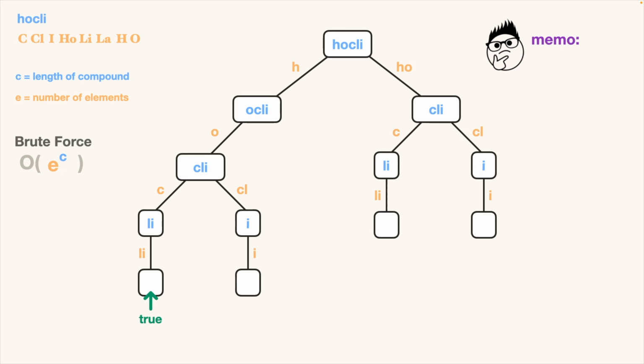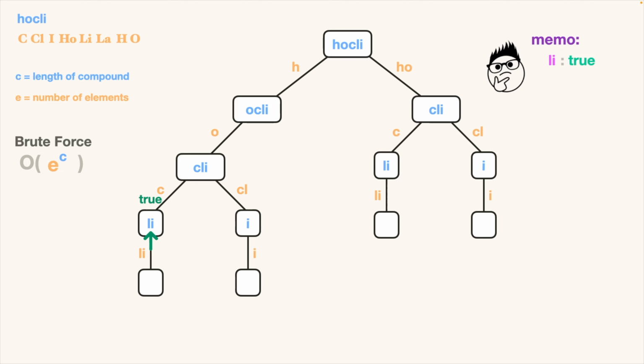So this call is going to return true to its parent. So return true to this LI over here. Now this LI call is going to return true. And so here I'm saying that the result for LI is true. I'm going to save that information in my memo. So I'm going to add a key of LI and make its corresponding value true. I'm going to save this subresult for later on in case I need it.